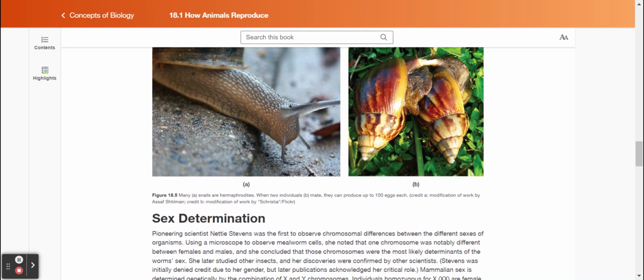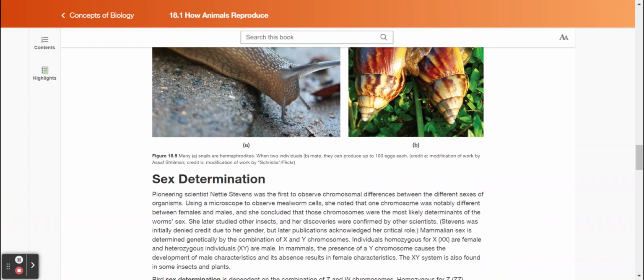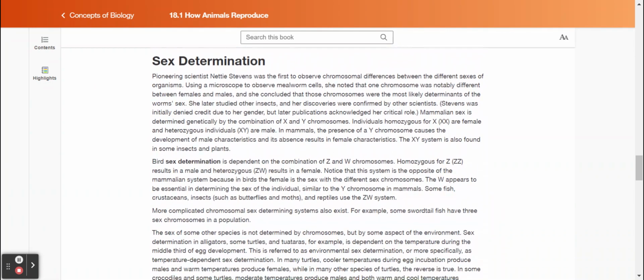Sex determination. Pioneering scientist Nettie Stevens was the first to observe chromosomal differences between the different sexes of organisms. Using a microscope to observe mealworm cells, she noted that one chromosome was notably different between females and males, and she concluded that those chromosomes were the most likely determinants of the worm's sex. She later studied other insects, and her discoveries were confirmed by other scientists. Stevens was initially denied credit due to her gender, but later publications acknowledged her critical role.